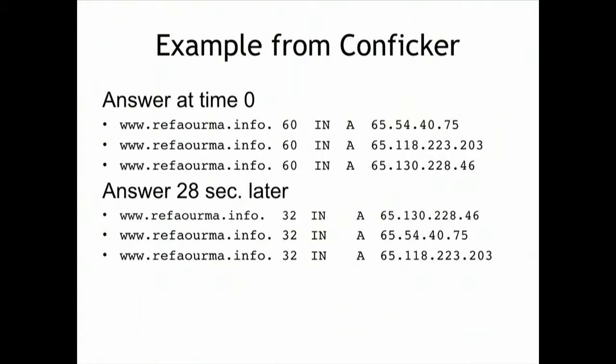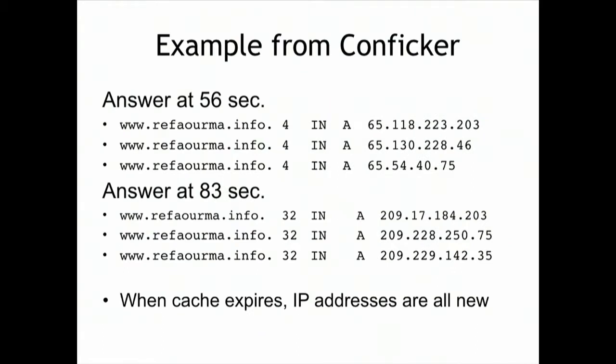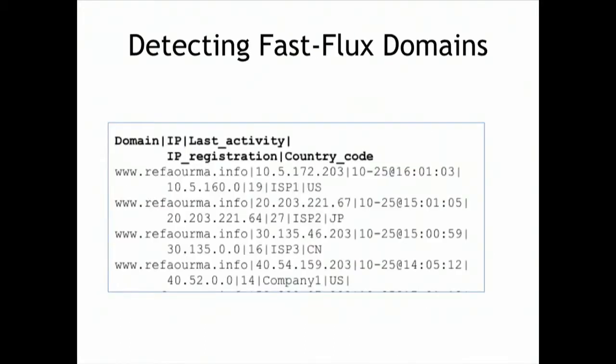So Conficker does this. The highest number you'll ever see is 60. When you query Conficker domains, you get 3, then 3, then it goes down to 32. If you do it again in 30 seconds, next time it's 4, then it's back up at 32. You'll never see any number bigger than 60, because 60 is the duration of these records, because they want them to change very quickly. So you can detect these things by just getting data for domain, IP, last activity, and so on. And here you'll see the same domain name resolving to many different addresses quickly.